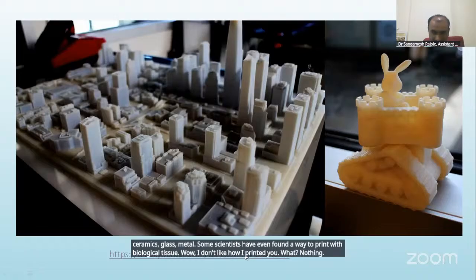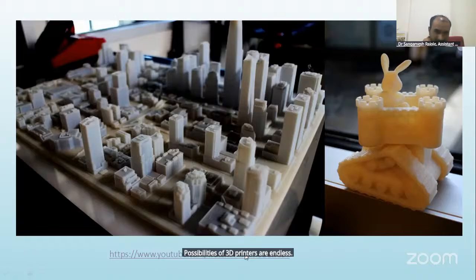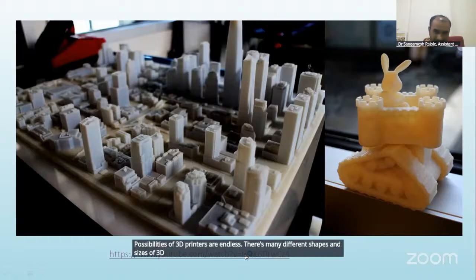Possibilities of 3D printers are endless. There are many different shapes and sizes of 3D printers. They can print houses, dental implants, complex bridges, even pizza. Printable pizza, that's so cool. So, how does the printer know how to print the exact shape of my cat toy?